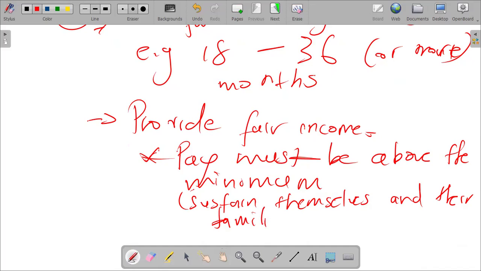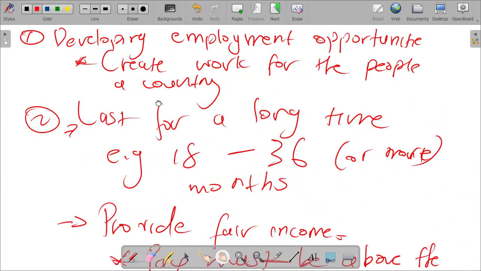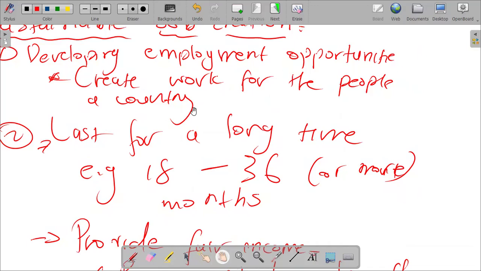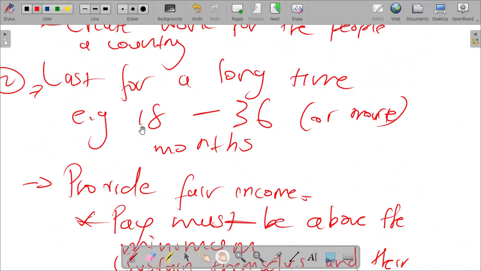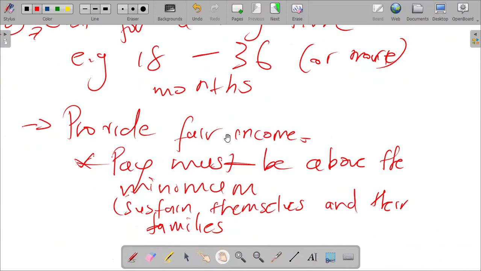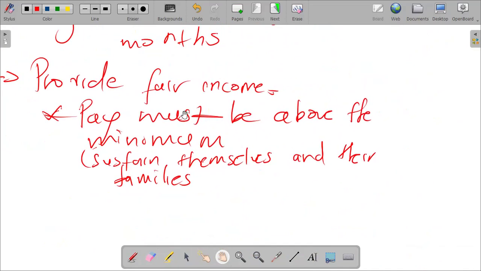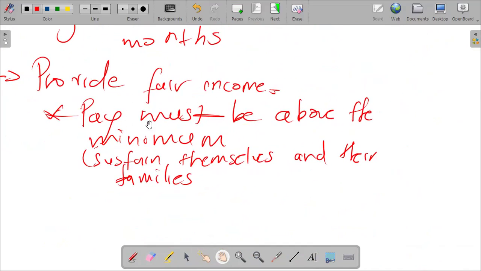So that's the third part. The first one is that you develop employment opportunities, you create work for the people. Number two, it must last for a long time, for a period of 18 to 36 or more months. Number three is that it must provide a fair income, meaning that it must pay above the minimum wage. When we talk about minimum wage, we talk about the minimum amount of money people are getting paid so that they can sustain themselves and their families.